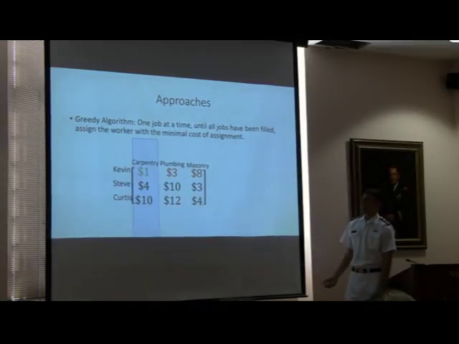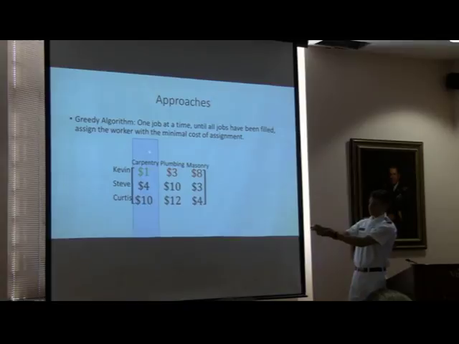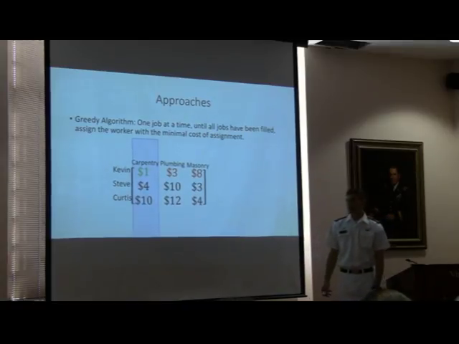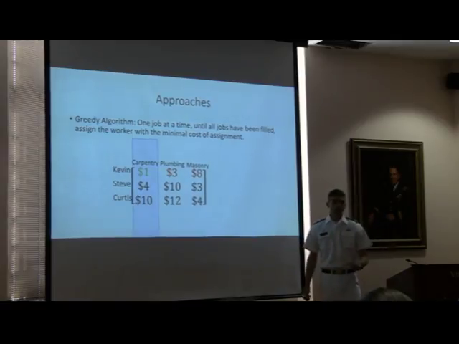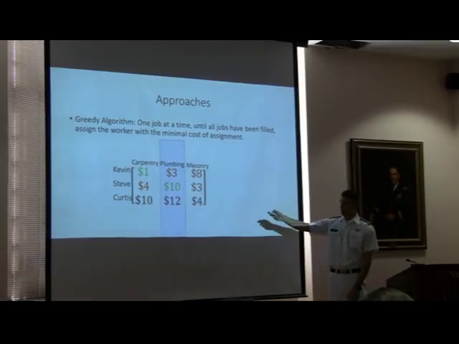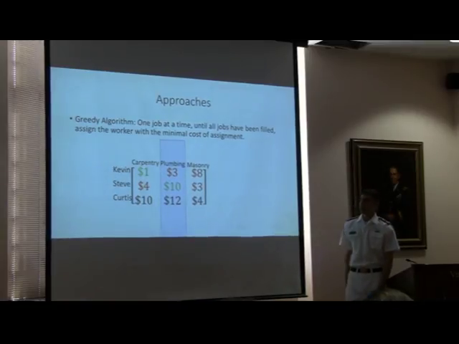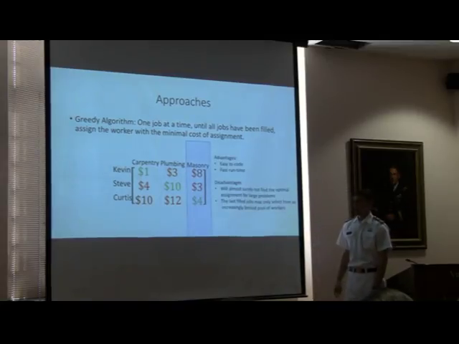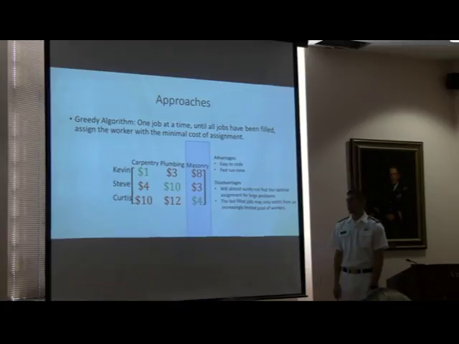Looking at one job at a time until you filled all of the jobs, assign the worker that has the minimal cost. Right now, for the first step, our point of reference is the job carpentry. We look at all of our workers, we find that Kevin is the best at doing carpentry. He can do it for the least amount of money. We're going to choose him and assign him. Next, for plumbing, Kevin's already doing carpentry. He can't do more than one job, so we only have Steve and Curtis to choose from. Steve has the cheapest plumbing abilities, so we're going to assign him. And by process of elimination, Curtis is assigned to masonry.